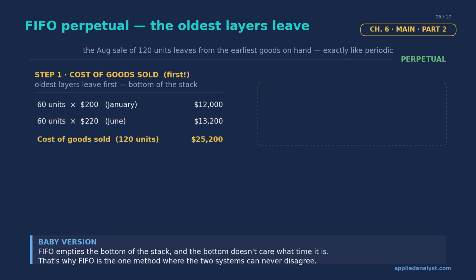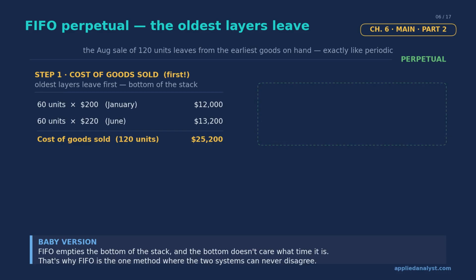Cost of goods sold, $25,200. And watch the order here, because this is the part that trips people. In Part 1, under periodic, you counted the shelf first and worked cost of goods sold out from what was missing. Perpetual runs it the other way round. You cost the sale first, and ending inventory is simply what's left over from the subtraction. Cost of goods sold first, ending inventory second, the exact reverse of Part 1.